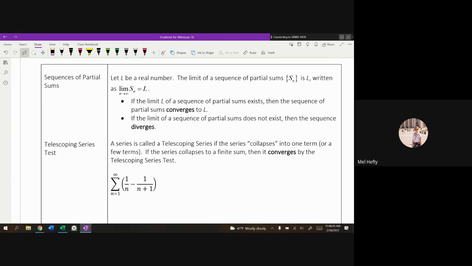All right, so we're going to do, the front page is going to be all telescoping. The back page is going to be all nth term test. Nth term is super easy, so the front page is really what we're focusing on.